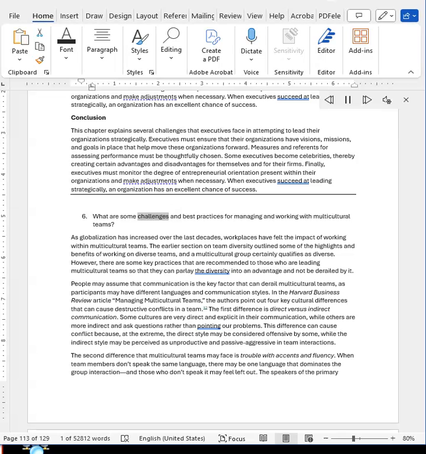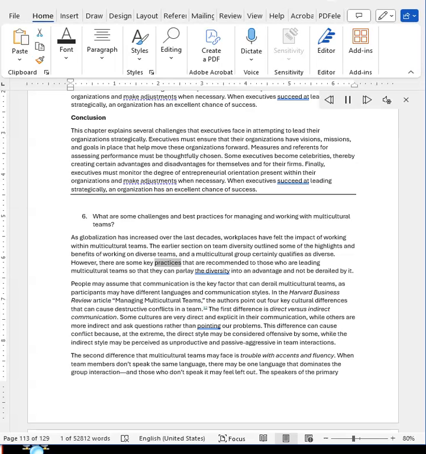What are some challenges and best practices for managing and working with multicultural teams? As globalization has increased over the last decades, workplaces have felt the impact of working within multicultural teams. The earlier section on team diversity outlined some of the highlights and benefits of working on diverse teams, and a multicultural group certainly qualifies as diverse.